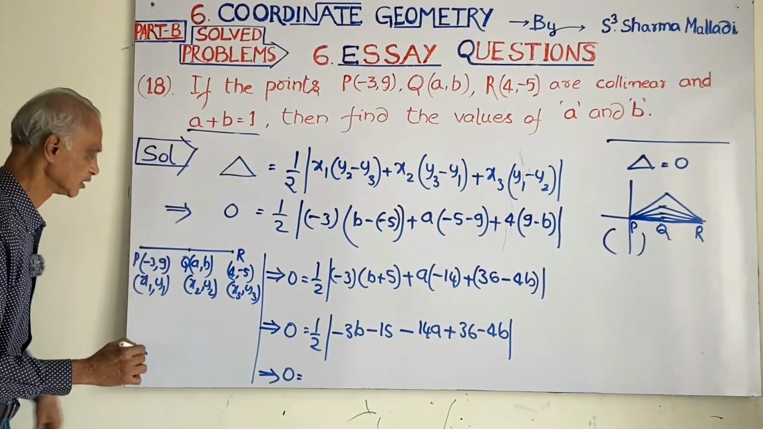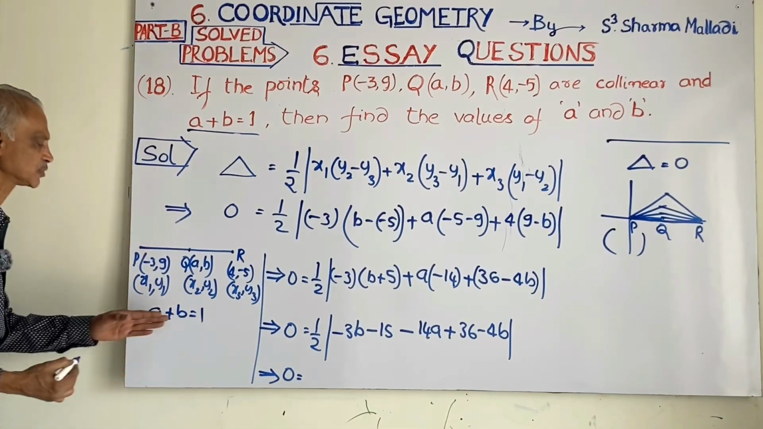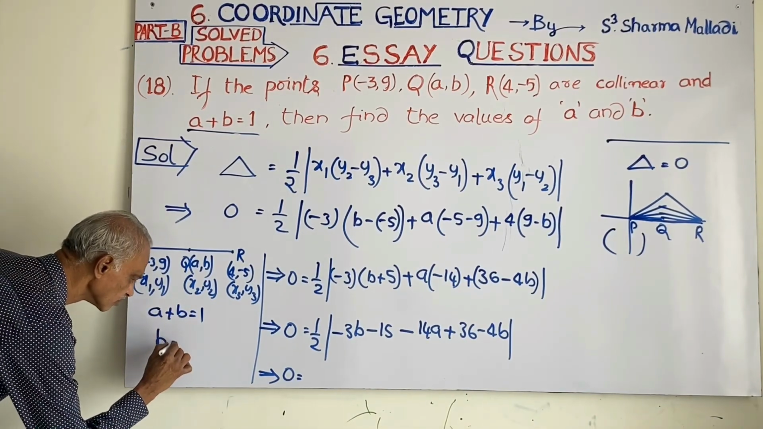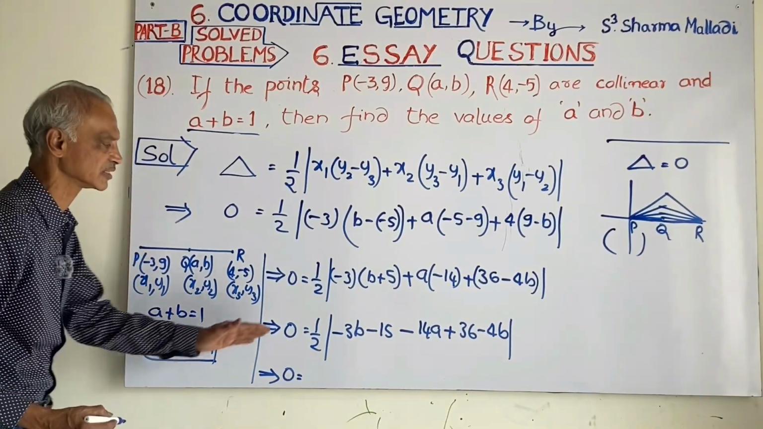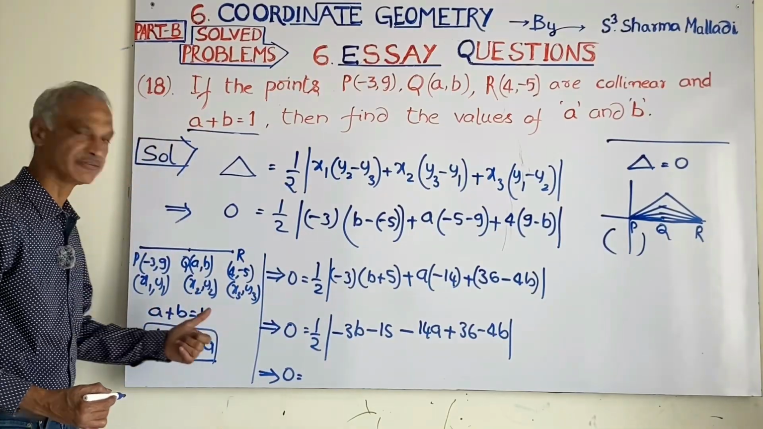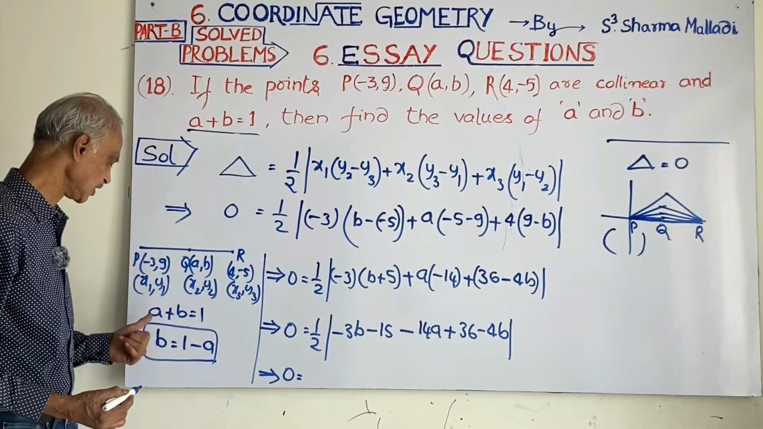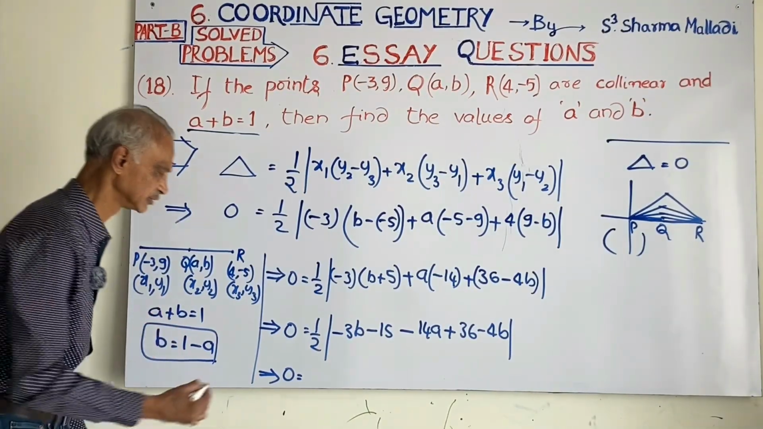Given one condition, a plus b is equal to 1. Now substitute b is equal to 1 minus a in this equation so that you will get the value of a. If you know the value of a, substitute the value of a here, you will get the value of b.